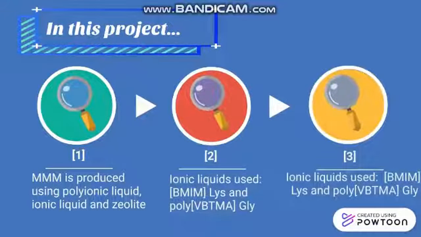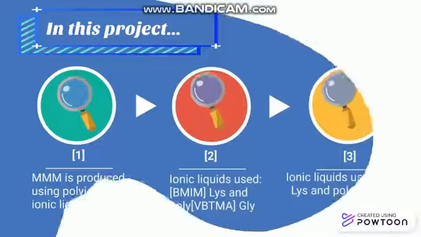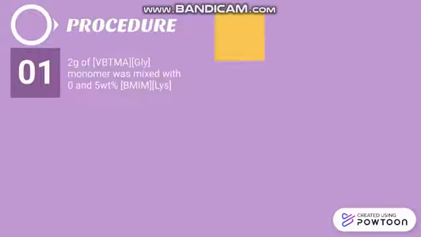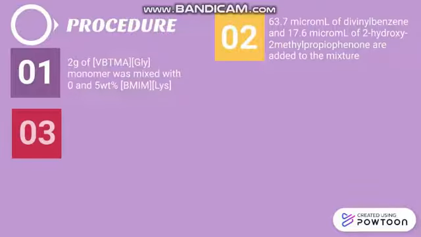The polyionic liquid will be synthesized by using photopolymerization technique in the presence of 2-hydroxy-2-methylpropiophenone as photoinitiator and divinylbenzene as crosslinker. Next, we move on to the procedure for preparation of the polyionic liquid with ionic liquid mixed matrix membrane.